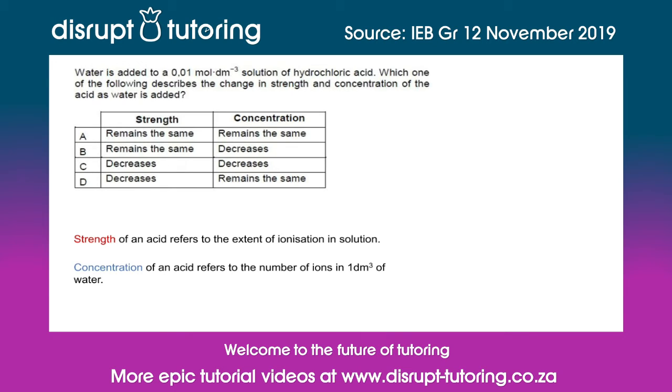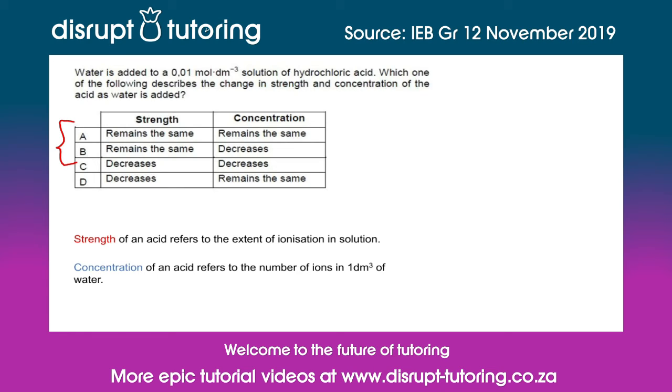Since the only change that is made is the addition of water, the strength of the acid does not change, since it is specific to the acid. Hydrochloric acid is a strong acid, and it remains a strong acid regardless of its concentration. So we can narrow our choices down to A and B.